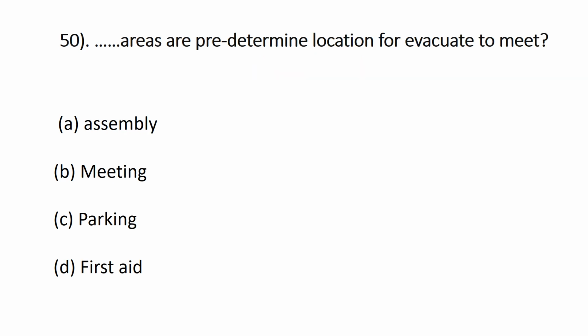Question number 50. Area are the predetermined location for the evacuees to meet. A. Assembly, B. Meeting, C. Parking, D. Hostel. Okay, the correct answer is A. Assembly area, because the assembly area is a predefined location where the evacuees meet. If there is any emergency situation, there is one chosen location for the people to meet in case of emergency or fire in that building, called an emergency or assembly area. Assembly area are predetermined locations for evacuees to meet.